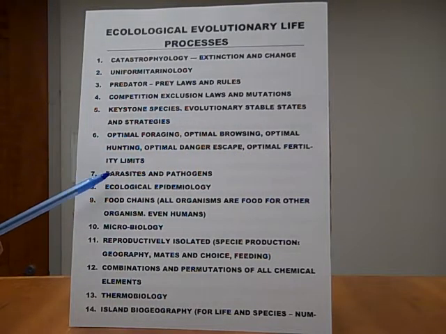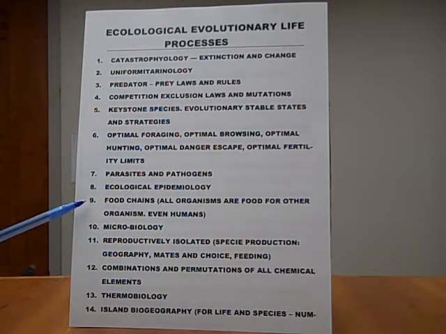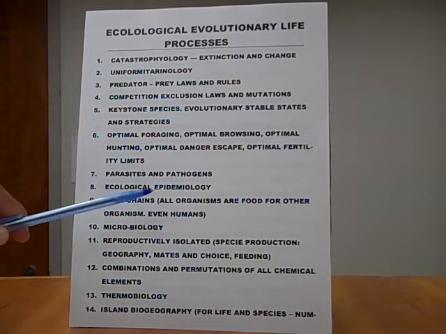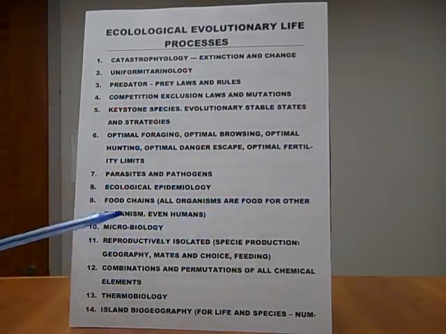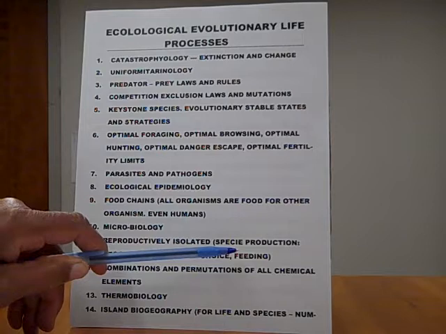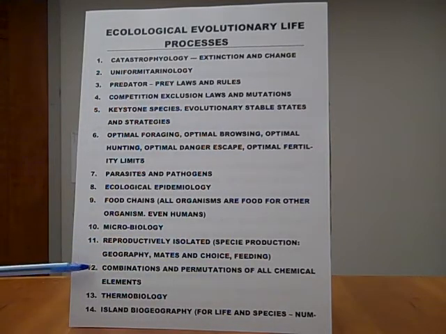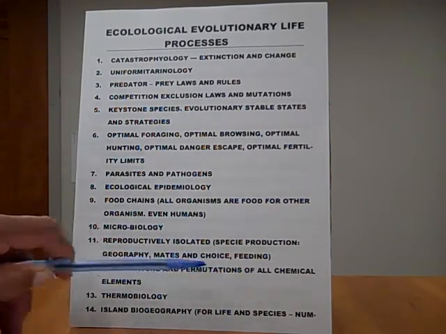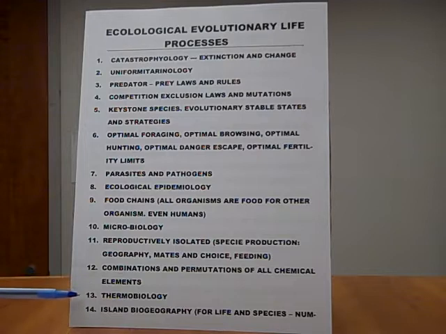Number 7, parasites and pathogens. Number 8, ecological epidemiology. Number 9, food chains. All organisms are food for other organisms. This includes human beings being food for worms. Number 10, microbiology. Number 11, reproductively isolated species production, geography, mates and choice, feeding, etc. Number 12, combinations and permutations of all chemical elements that make up life, as well as not make up life.